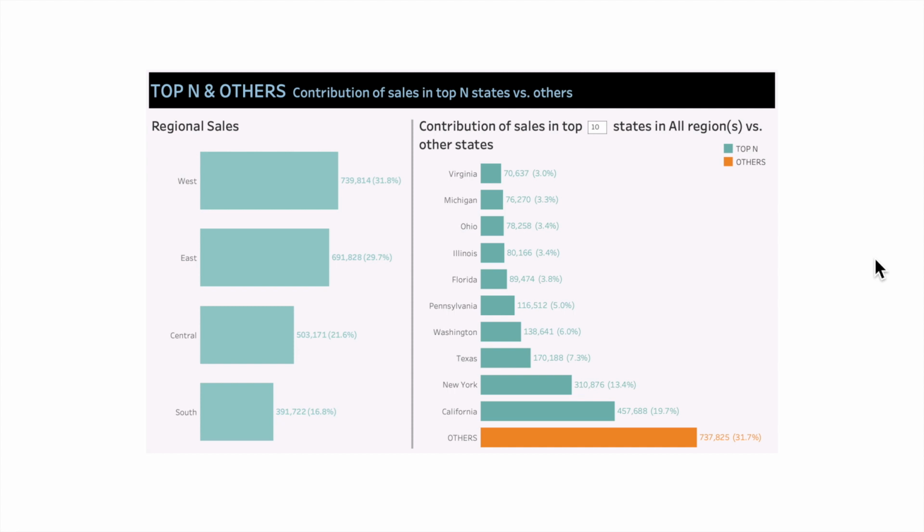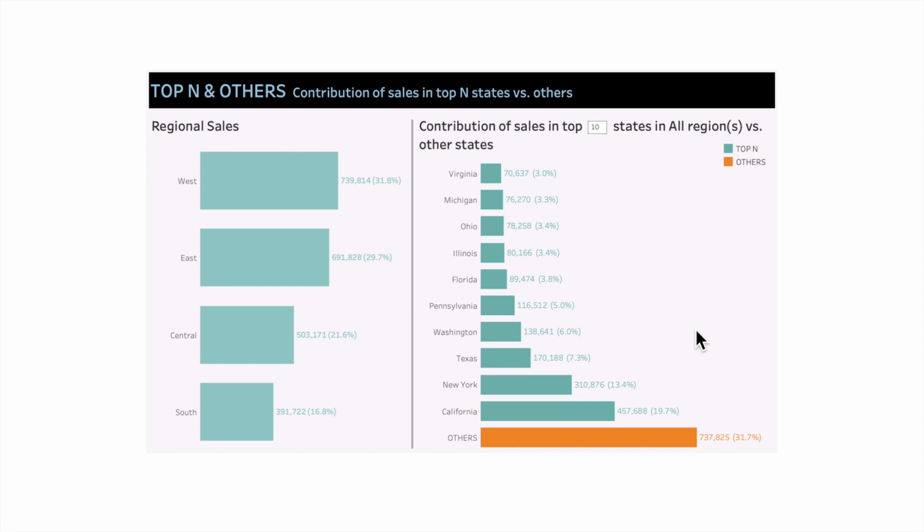My name is Megha Narang and in today's video I'm going to show you how we can create top n and others in Tableau. Meaning, here we see an example where we see top 10 states with highest sales versus others. Others include states that are not part of top n. This is using sample superstore dataset.